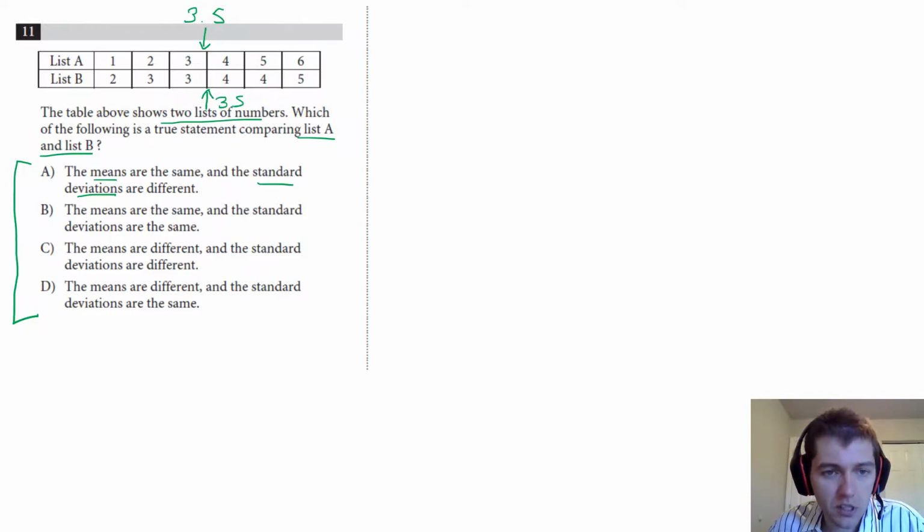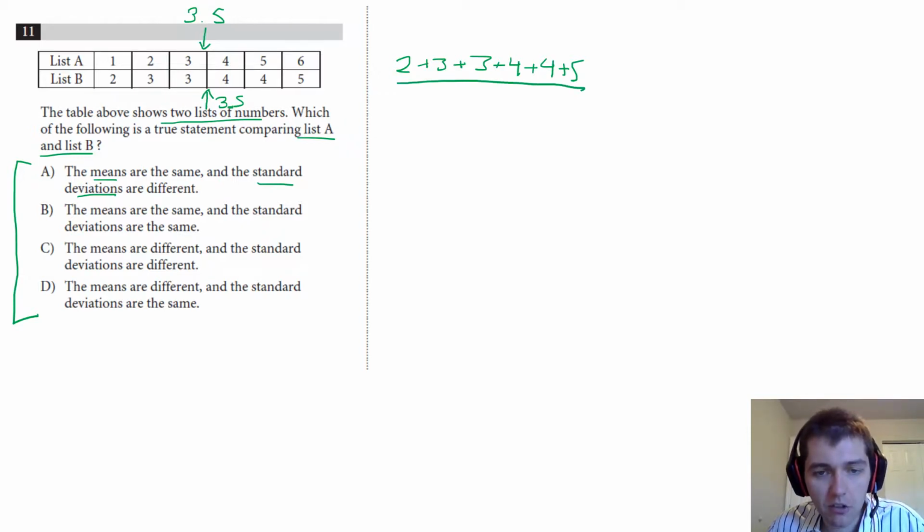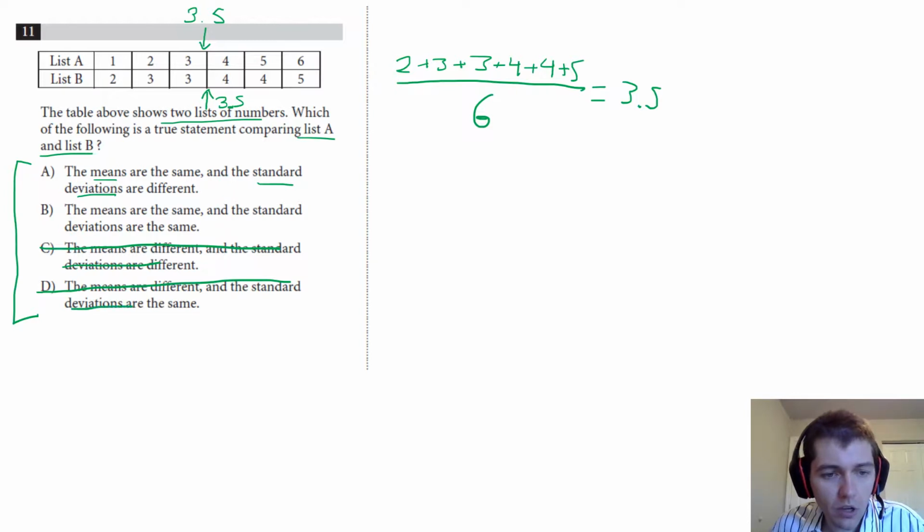If you can't just eye that up and see that, the way to calculate the mean, I'll just do it quickly, is you add them all up. So you do 2 plus 3 plus 3 plus 4 plus 4 plus 5, and then divide that by the number of numbers that you have there. So you have 6, that'll be divided by 6, and you will end up with 3.5. Or you can just see that they're 3.5. So the means are the same, so you can eliminate C, and you can eliminate D because they're saying the means are different.